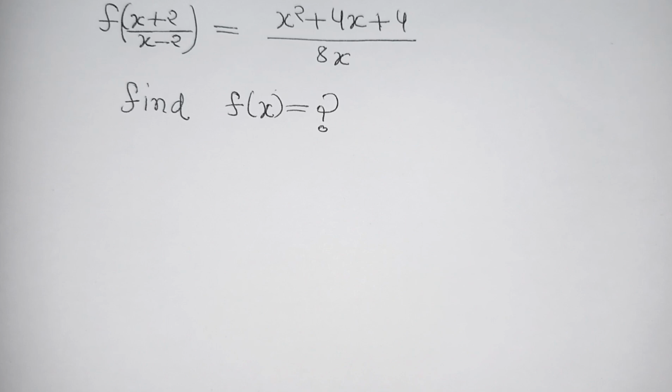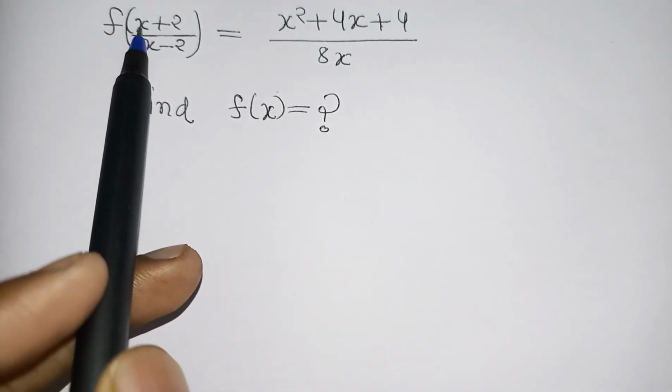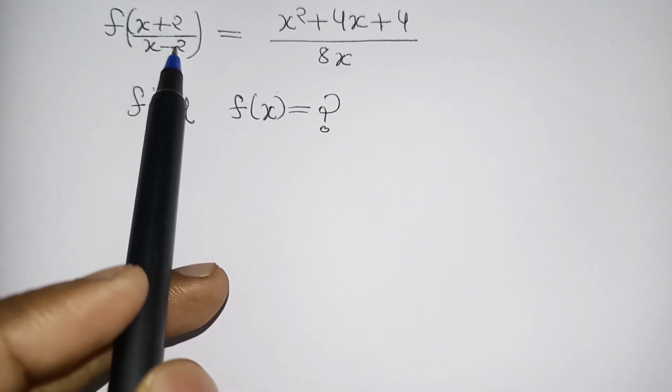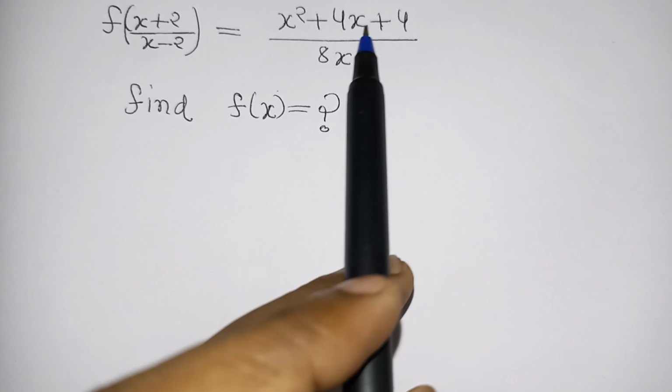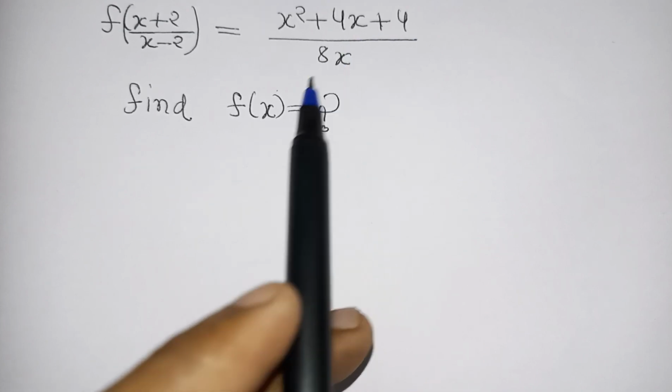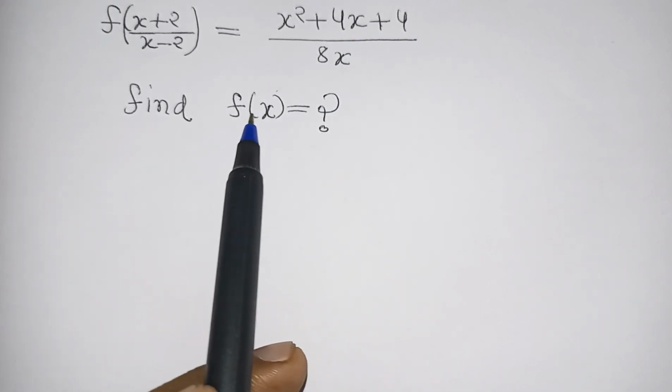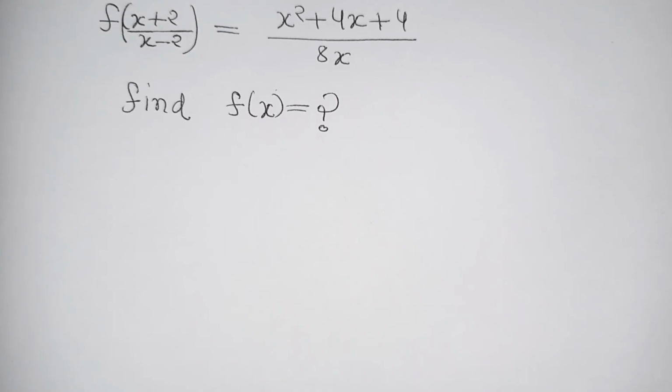Today we are going to solve this functional question where the function f of (x plus 2) upon (x minus 2) is equal to (x square plus 4x plus 4) divided by 8x. Then we have to find the value of the function f of x. So how can we solve this question? We just use a simple trick to solve this question.